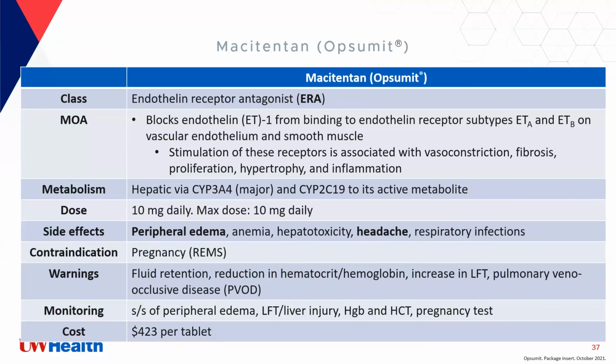Bosentan is actually twice daily dosing. It requires more monitoring of liver function tests. And ambrisentan is also a once daily tablet. Macitentan is brand name only for now. The other two are actually generic.